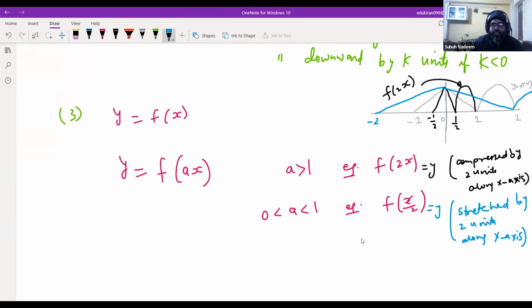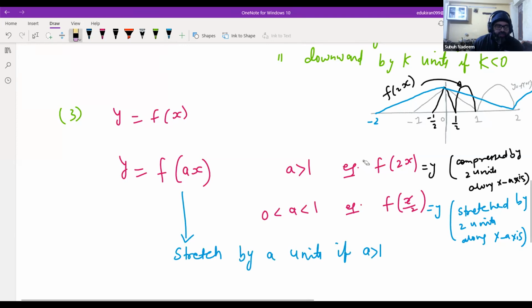Is it okay? So here you can say that a stretch by a units if a is between 1 and 0, and compress by a units if a is greater than 1.